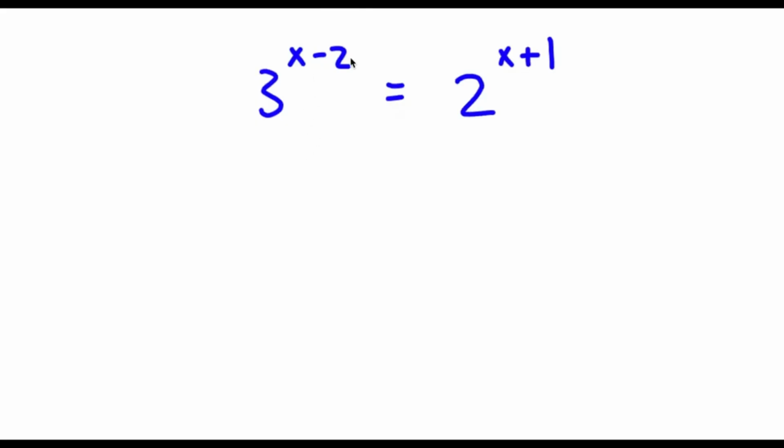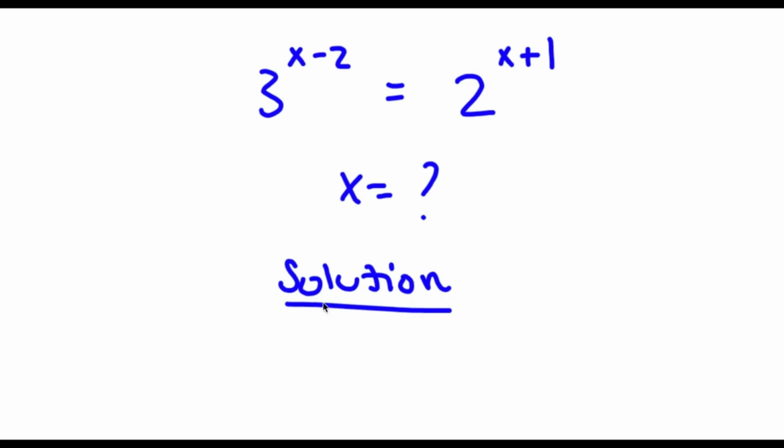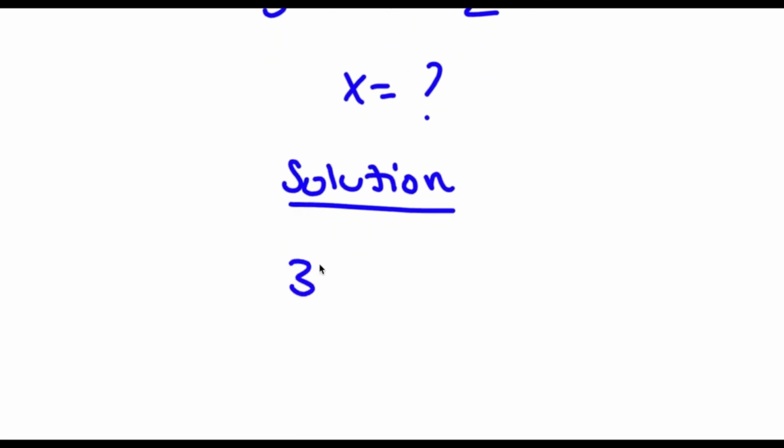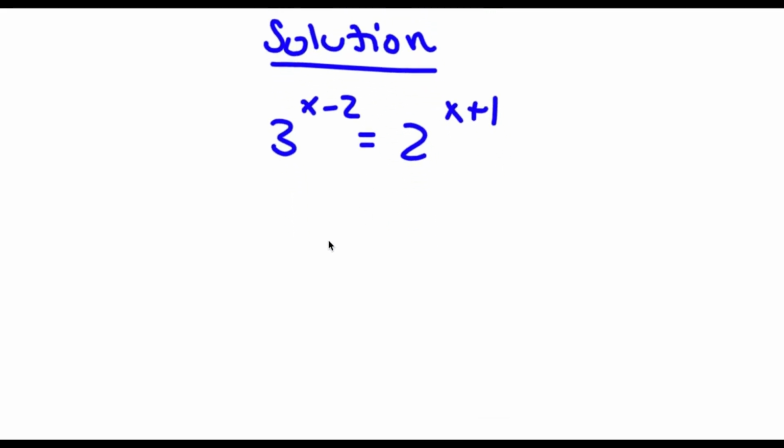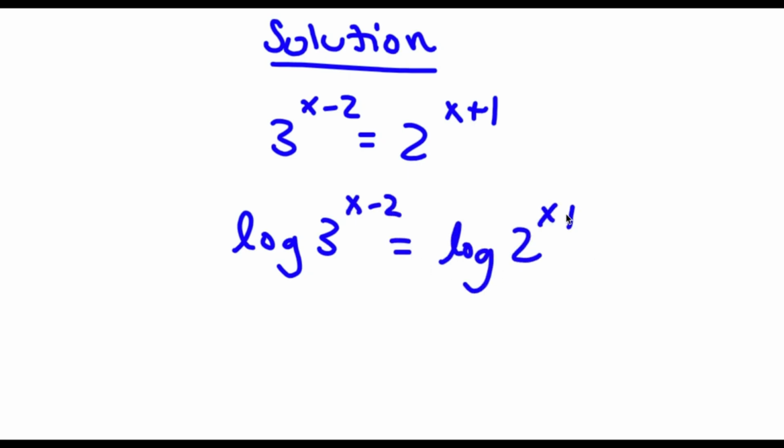Alright, so I have 3 to the power of x minus 2 is equal to 2 to the power of x plus 1. So right here, I want to find the value of x. So for my solution, first start with 3 to the power of x minus 2 is equal to 2 to the power of x plus 1. Now, I'm going to take the log on both sides. So now I have log 3 to the power of x minus 2 is equal to log 2 to the power of x plus 1.